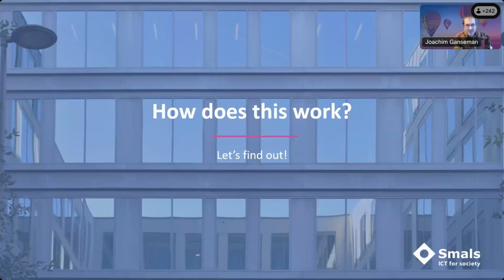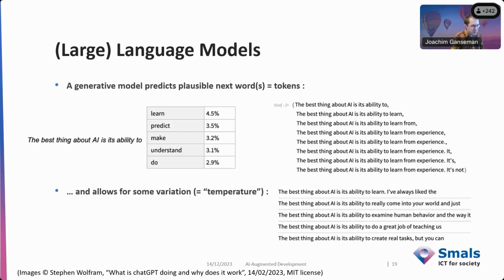Good. How does this work in the backend? Large language models are at the core of these systems, and large language models, they predict plausible next words. And actually, maybe that's also something that I can show in real life. Where is the link? Yeah. Nope, that's not it.